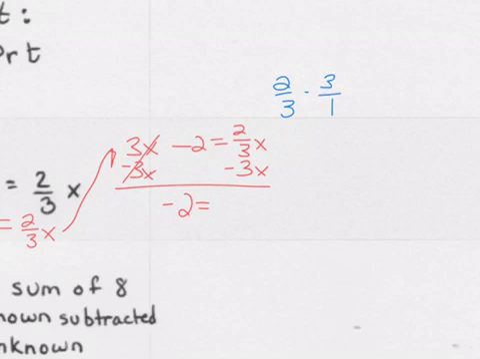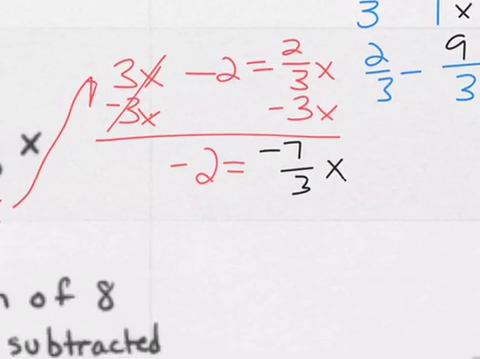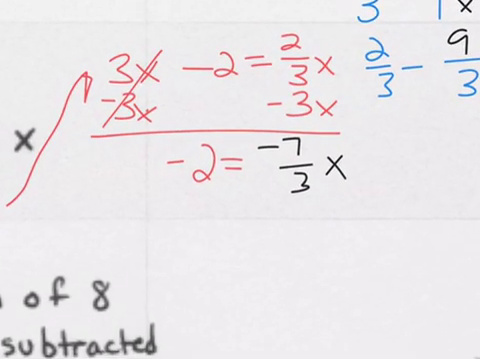What would be the common denominator? 3. So it's going to be 2 over 3 minus, think about this, 1 times 3 is 3, 3 times 3 is 9. So 2/3 minus 9/3, it's going to be negative 7/3 x. This is weird. This is the life of fractions. Okay, now in this case, my coefficient is a fraction, negative 7/3.